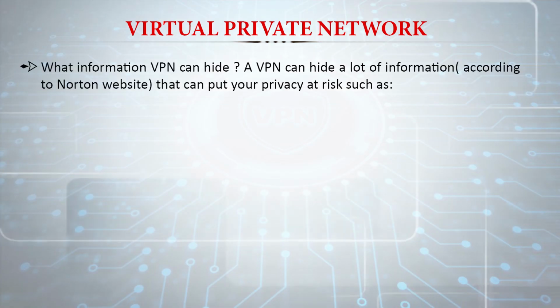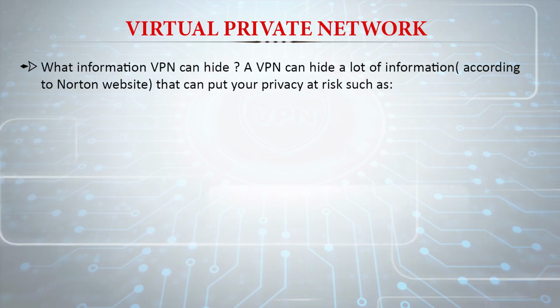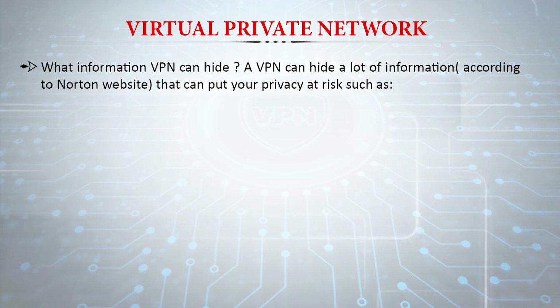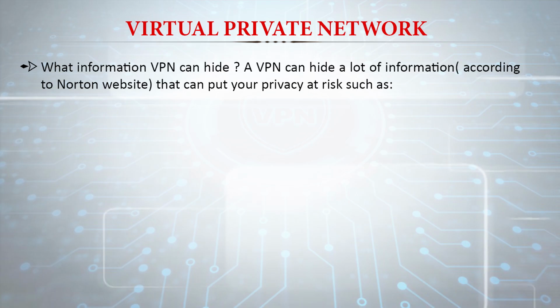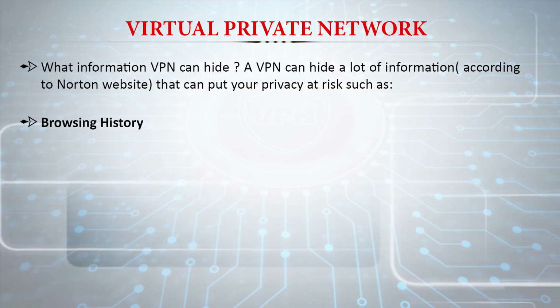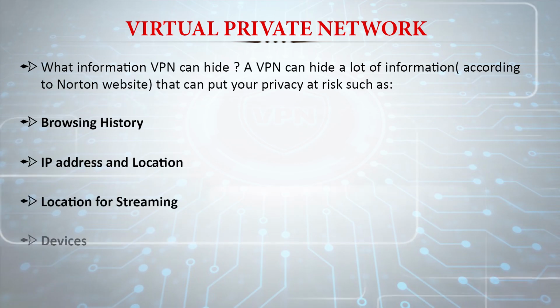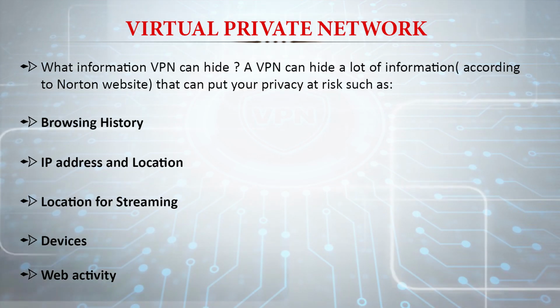What information can a VPN hide? This is the question we always ask. A VPN can hide a lot of information that, according to some websites, can put your privacy at risk, such as browsing history, IP address and location for streaming devices, and web activity. All this information, if you don't use a VPN, might be exposed to outsiders or hackers.